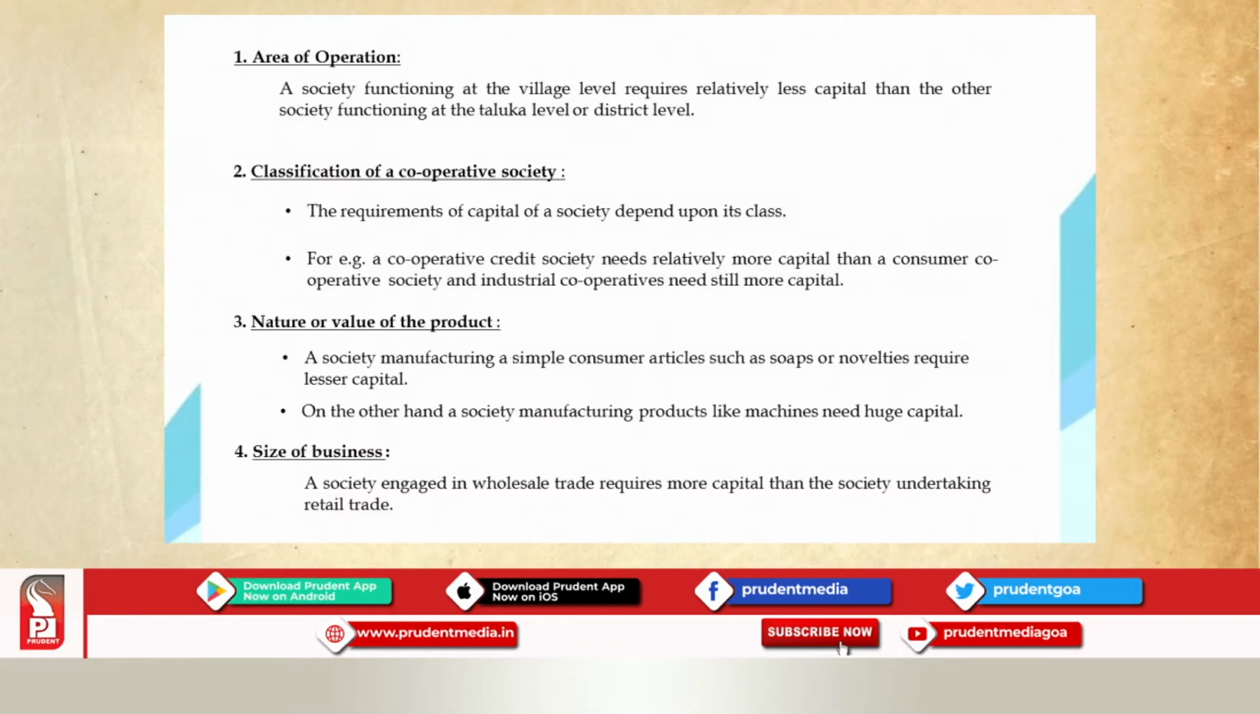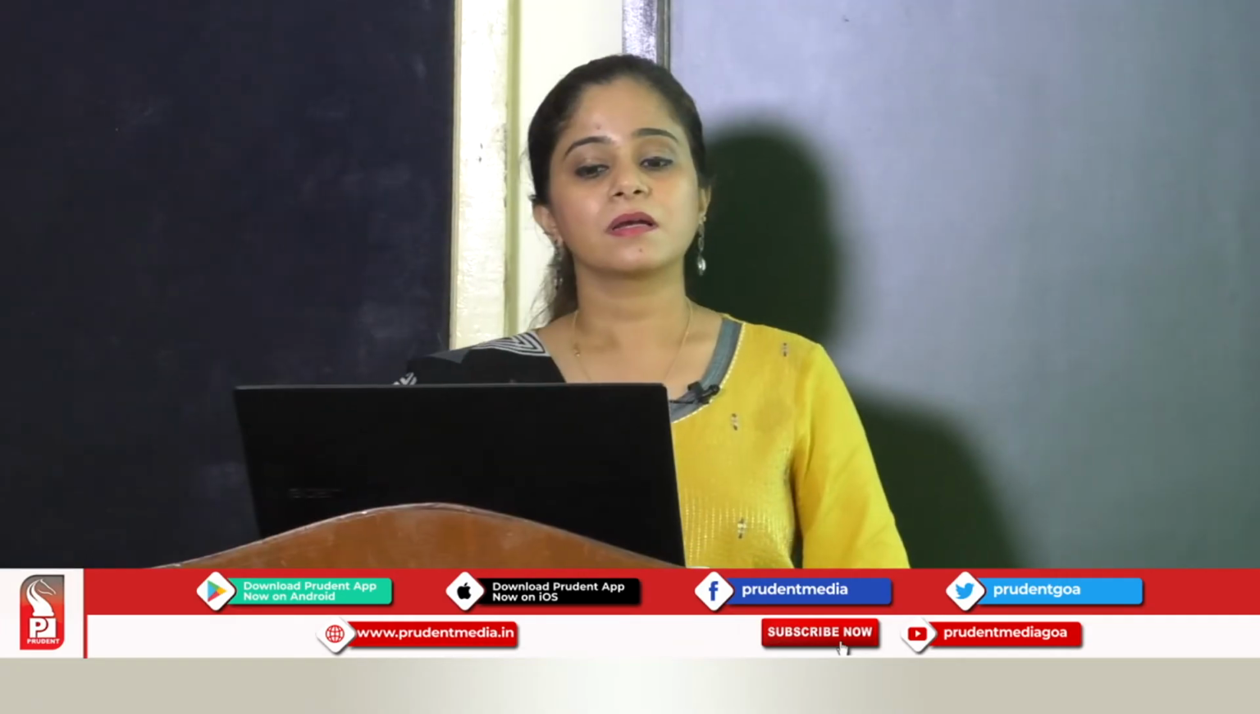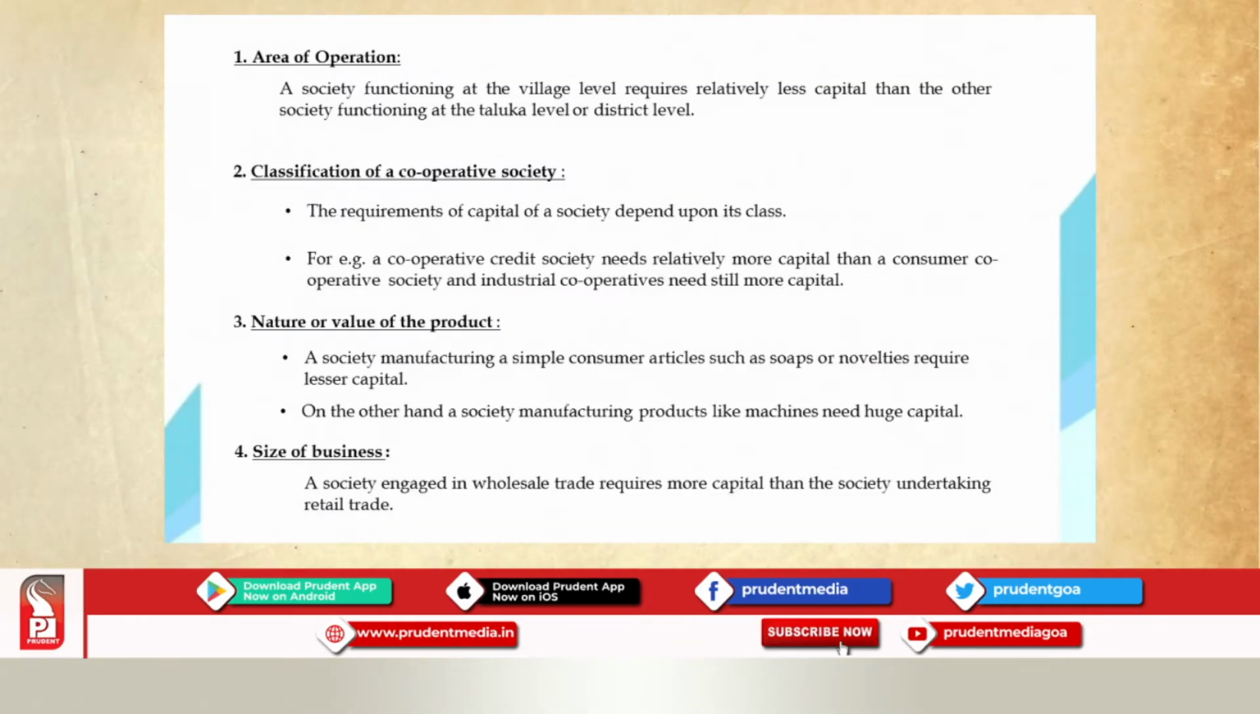The second one is the classification of cooperative society. Here it depends upon its class. For example, a cooperative credit society will require more capital than a consumer cooperative society, and an industrial cooperative society will need still more capital. The third point is nature or value of a product.